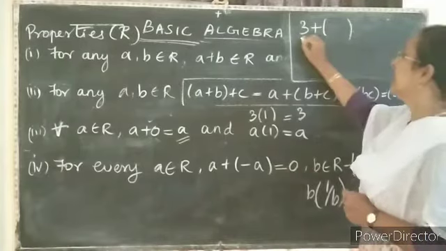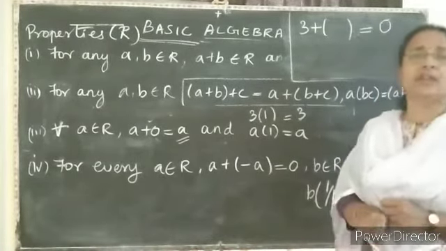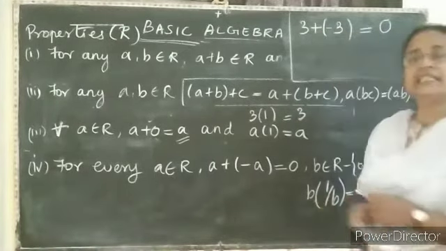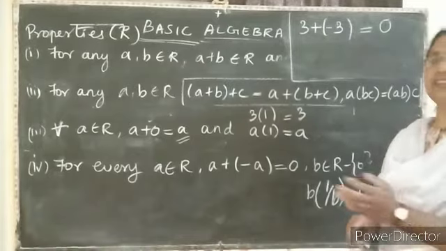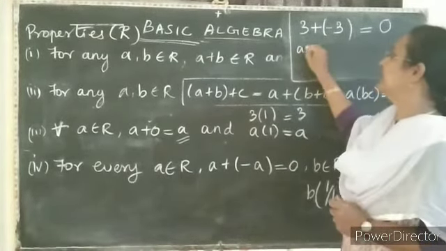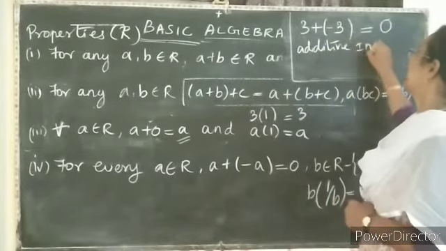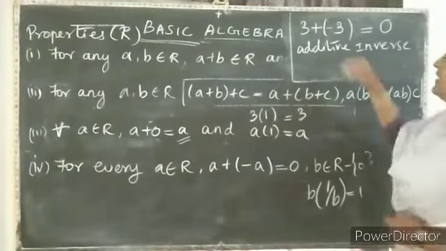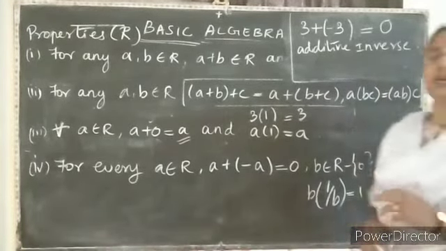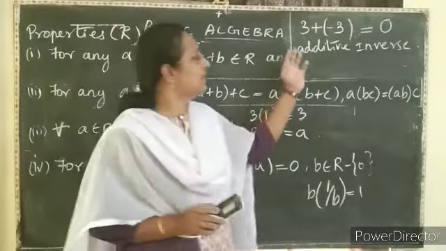Now tell me 3 கூட எந்த நம்பரை நான் ஆட் பண்ணா I will get 0. Okay, அப்போ எதை ஆட் பண்ணா 0 வரும்? -3. Is that no? அப்போ 3 plus -3 will give you what? 0. அப்போ இந்த 3 ஓட additive inverse. What is that? Additive inverse. 3 ஓட additive inverse எதுன்னு கேட்டிங்க அப்படின்னு சொன்னா -3. Is it clear for you? So now this is for addition, isn't it? இப்போ additive identity இருந்த மாதிரி additive inverse இருக்கு.